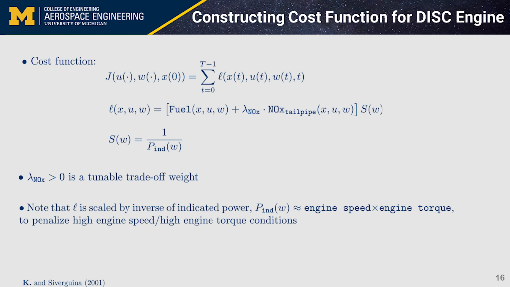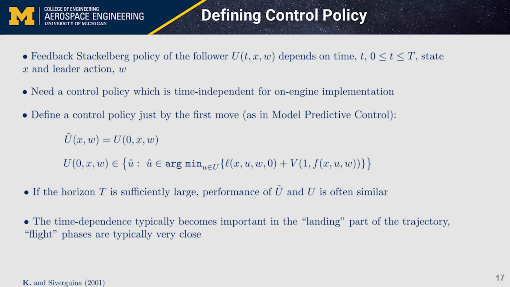Now, this is good for the engine. If we just use this cost in square brackets, what's going to happen is that the first player, the leader, will always choose high speed, high torque conditions because this is where the fuel consumption and NOx are largest. So again, you have to carefully design the cost to give you the right results. And in this work, we chose to scale this cost by one divided by basically engine power. Engine power is essentially the product of engine speed and engine torque. We're using indicated power here, which is a detail that's not super important. So this is the design of the cost.